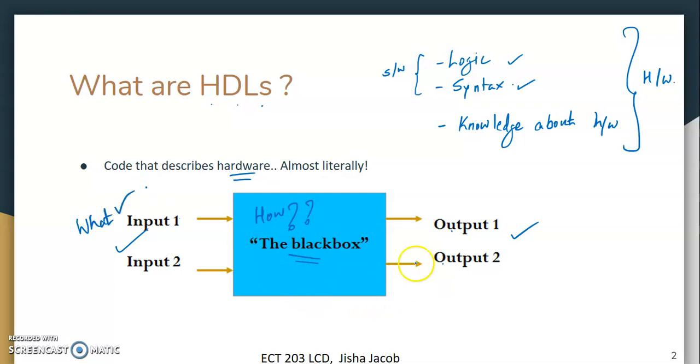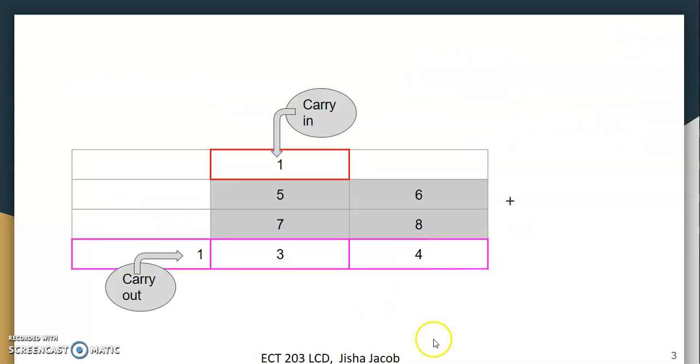So this kind of a black box can be described using a code, and that code is your hardware description language. Got it. Let me take a very simple example. Let's start at the basics. All of us know addition. Let me take the numbers as 56 plus 78.